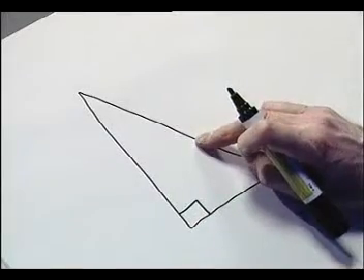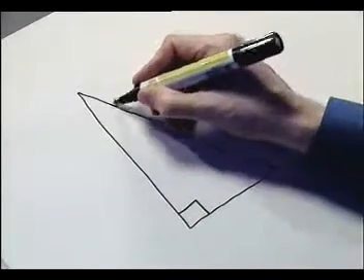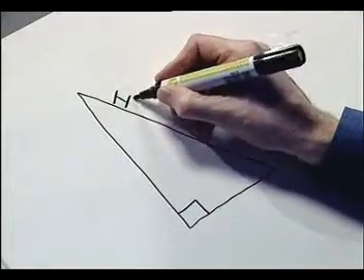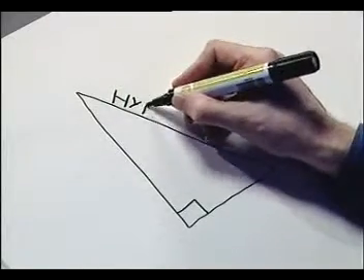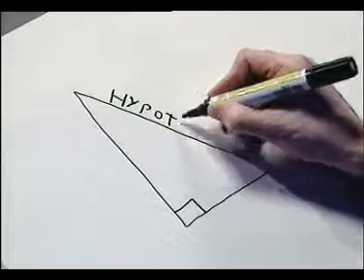What the theorem says is that the square on the hypotenuse, now that means we have to identify this side, the hypotenuse. And it's always the longest side in the right-angled triangle, and it's always the one that is opposite to the right angle. So it's this side here which bears the name the hypotenuse.